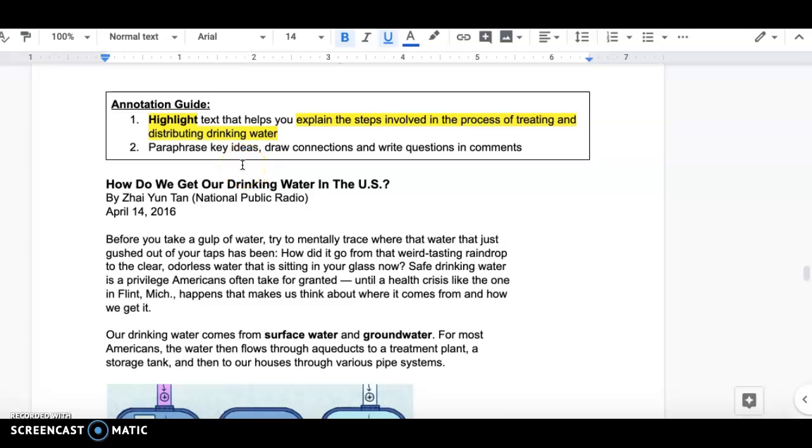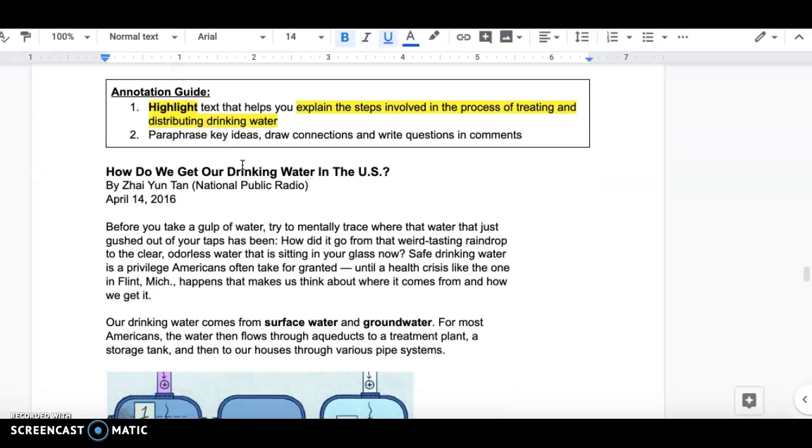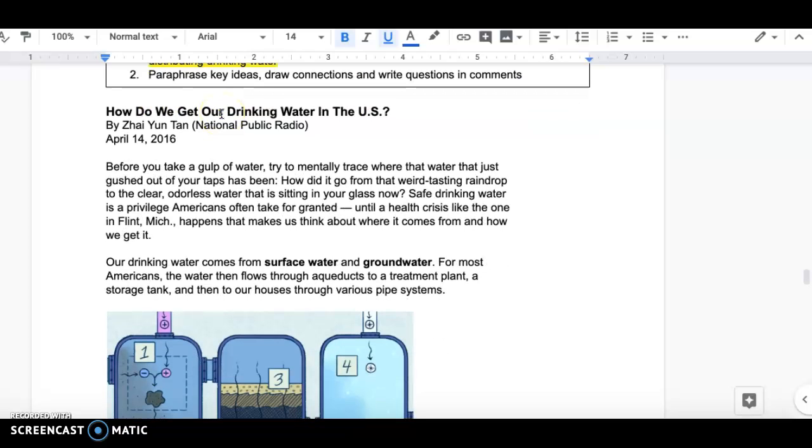In the article on pages 6 to 7 of the Learning Target 17 packet called "How Do We Get Drinking Water in the U.S.?", we're going to highlight the details in the text that help explain the steps involved in the process of treating and distributing drinking water.